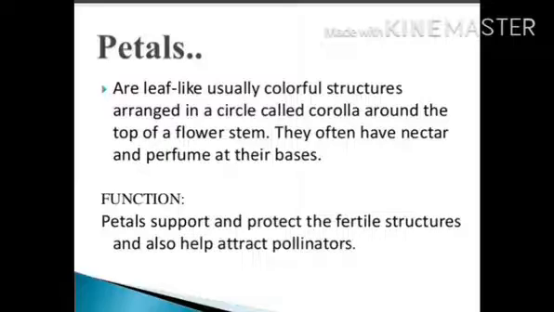First is the petal, usually a colorful structure arranged in a circle called corolla around the top of the flower stem. They often have nectar and perfume at their bases, so insects may be attracted by the smell. Function: petals support and protect the fertile structure and also help attract pollinators, the birds and insects, which usually feed on nectar, flower juice.